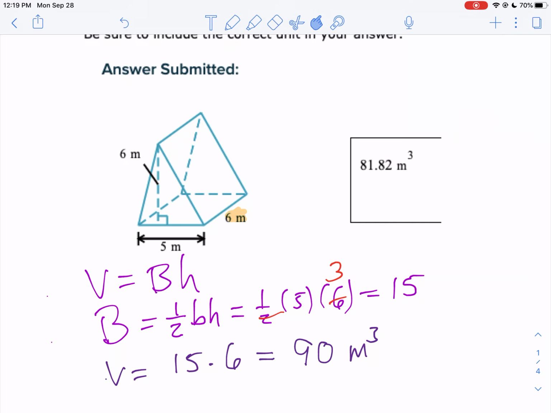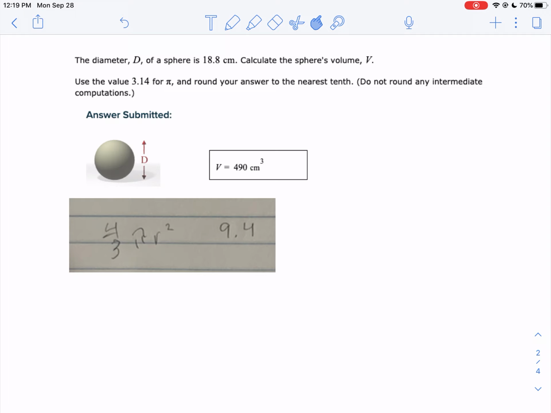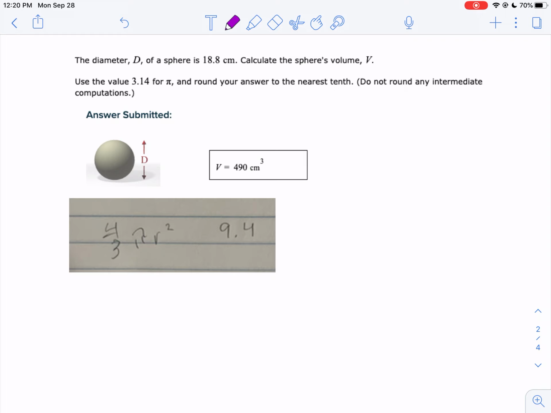Let's take a look at another one here. Now, in this one you showed your work. I still don't get how you got your answer. Because, first off, the formula is wrong. And I don't know if you just wrote that down wrong. It's 4/3 times pi times r cubed. Well, the radius of this, if we take 18.8 divided by 2, well, that'll be 9.4, won't it?